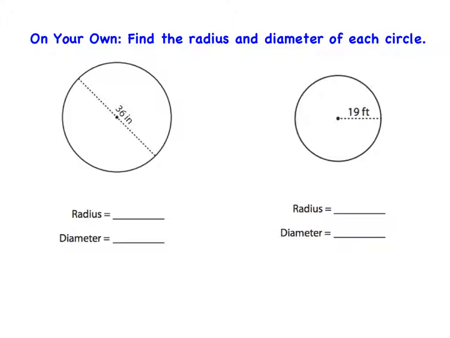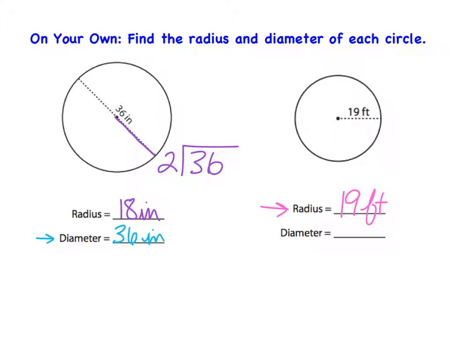So, looking at this first example, our line goes all the way across, so it is a diameter. I am given the diameter is 36 inches. To find my radius, which is just halfway, I have to take 36 and divide it by 2. And in doing so, I get 18 inches. In the next problem, I'm given just half the thing across the circle, so it's a radius. Then my radius is 19 feet. And to find my diameter, which would go all the way across, I need to take my radius and multiply it by 2, and I get a diameter of 38 feet.